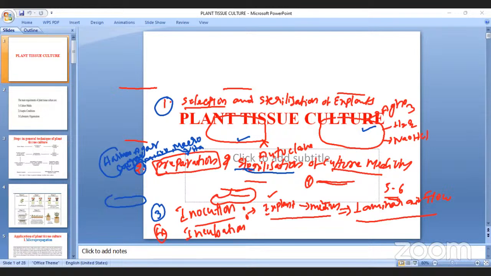Now after that, what happens? In the fifth step, subculturing, for desired characters. After getting the callus, this callus is subcultured. After subculturing, the last one is planted transfer.